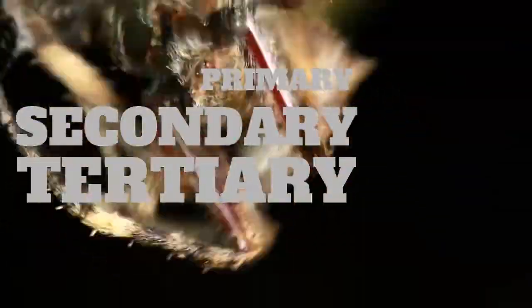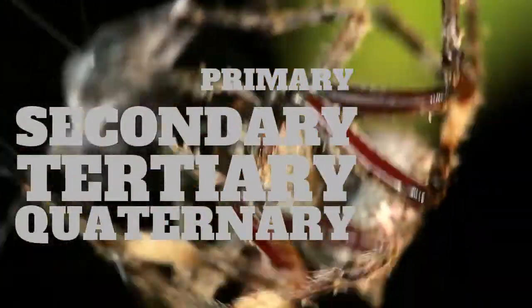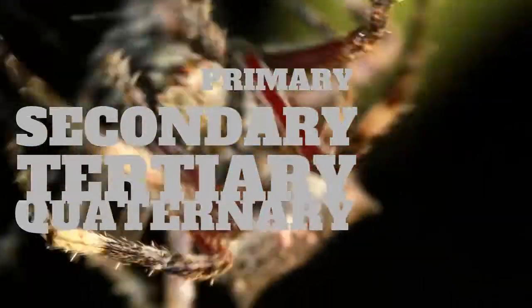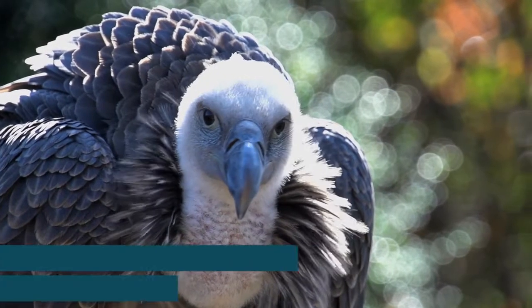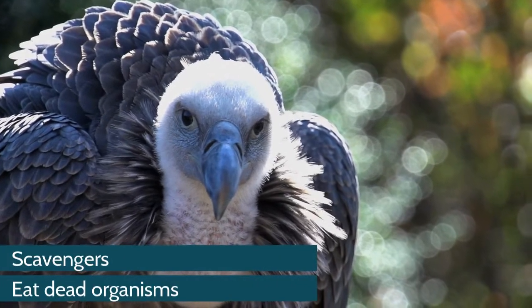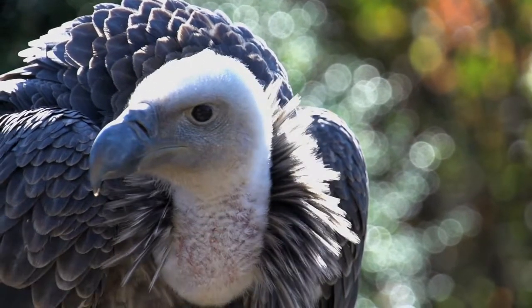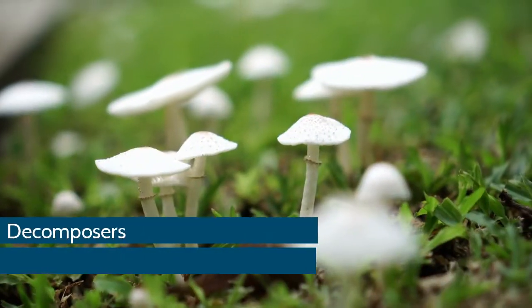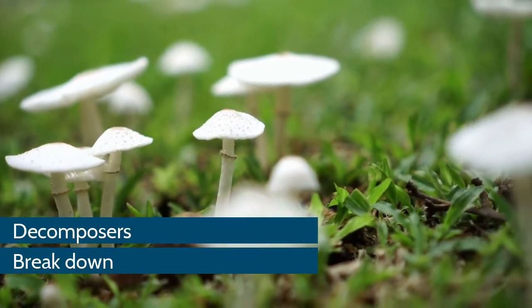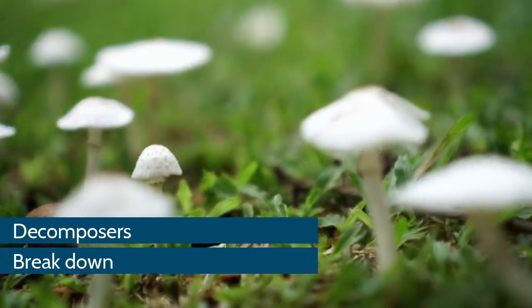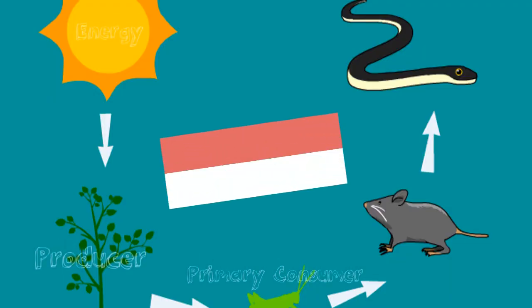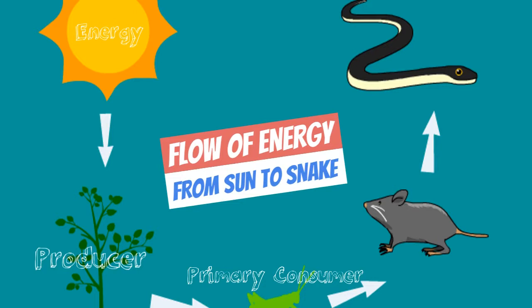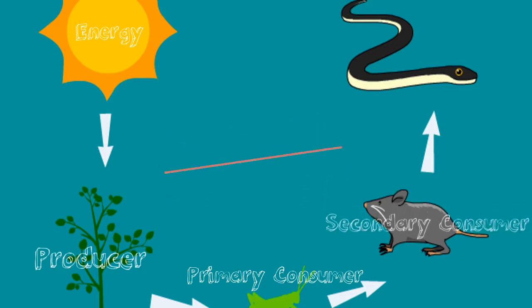The level at which these animals eat determines their name: primary, secondary, tertiary, and quaternary. If or when one of these organisms dies throughout the process, they can be eaten by scavengers like worms or vultures. Finally, organisms will be broken down by decomposers. Well-known decomposers include bacteria and fungi. Here's an example of a food chain. In this food chain, you can clearly see the flow of energy from the sun to the snake.